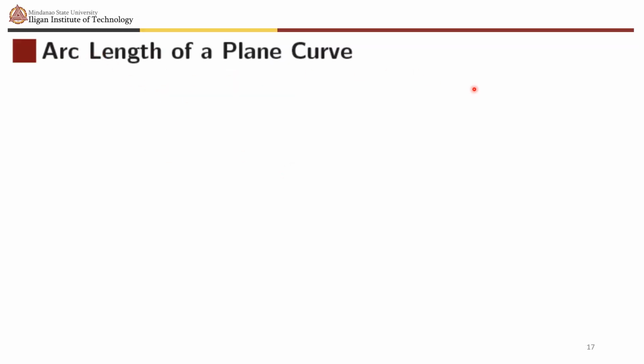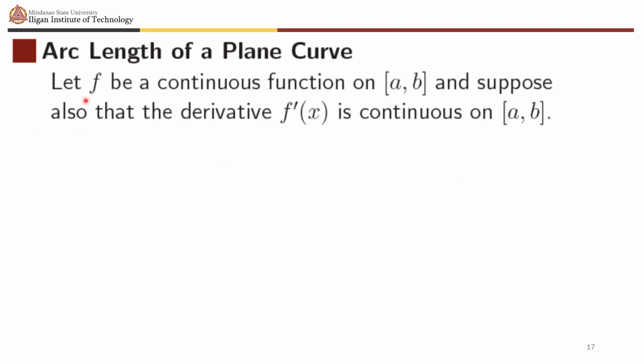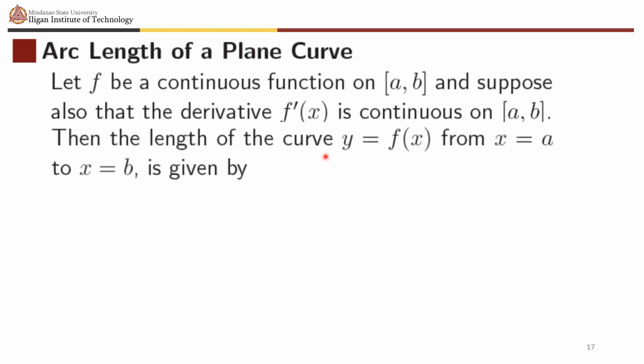Now for the arc length of a plane curve, we have the following. If we have f be a continuous function on AB, and suppose also that the derivative f prime of x is continuous on AB, then the length of the curve y equal to f of x from x equal to a to x equal to b is given by the following formula. That is the integral from a to b of the square root of 1 plus f prime of x squared. That is, you square the derivative of the function and then add it with 1, then put it under the square root and take the dx. Okay, so that's our L.